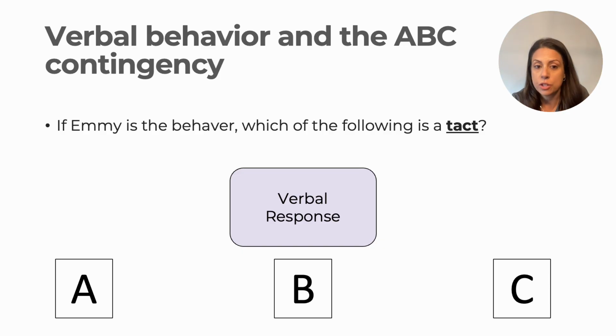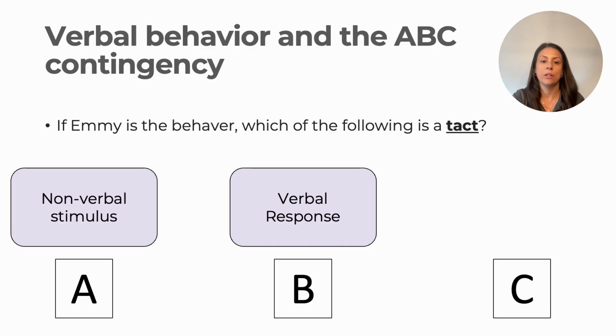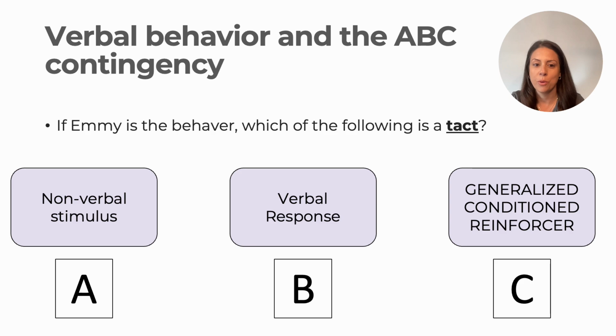So there are questions I want to ask myself first. One, what is the antecedent that evokes a tact? Hopefully you're saying a non-verbal stimulus, something like an object, a sound, a smell, maybe the lighting in the room. Second question is, what's the consequence that maintains the tact? Hopefully you're thinking a generalized conditioned reinforcer. Some might say social consequences, such as praise or a comment back.